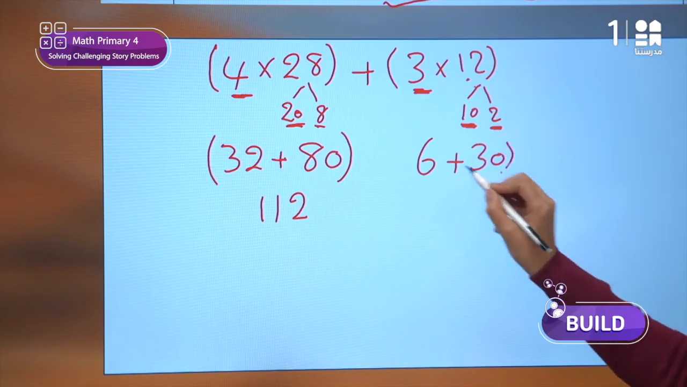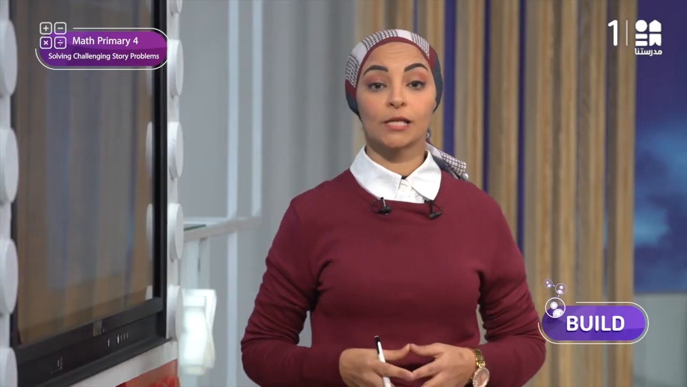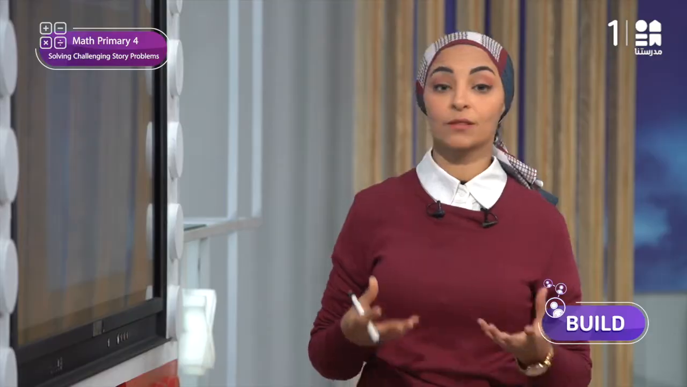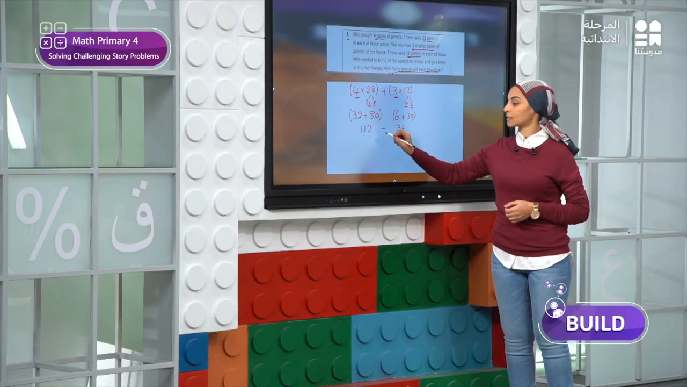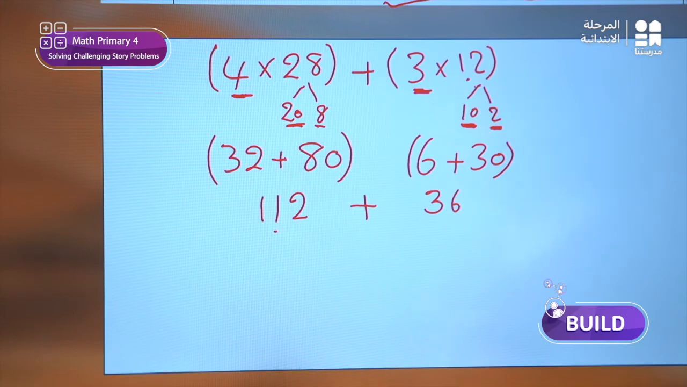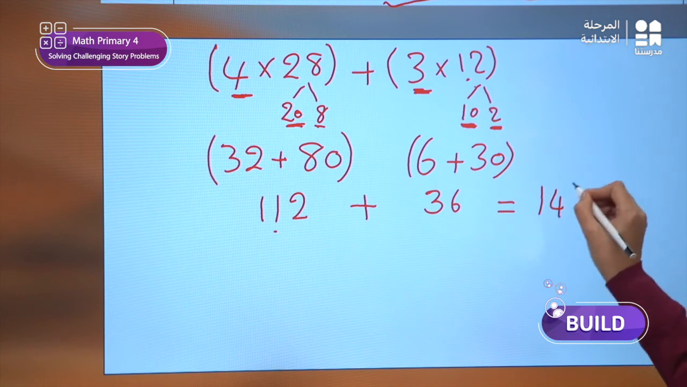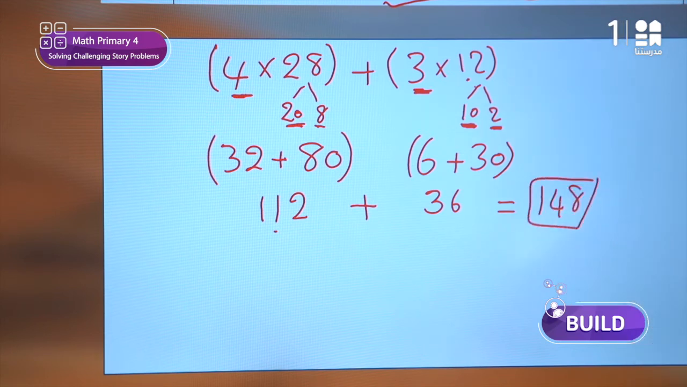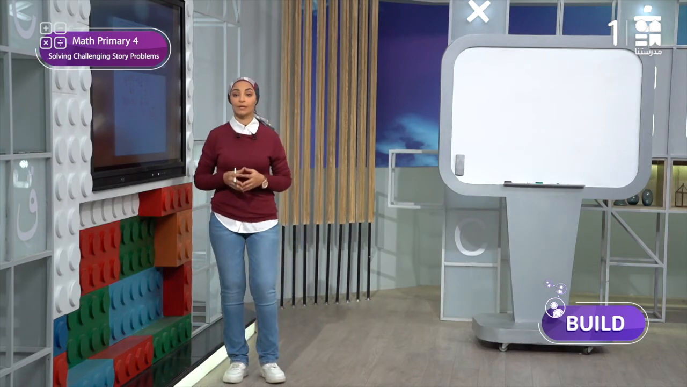So I will do 6 plus 30 equals 36. Then, what should I do? Of course, I will add these two numbers. So I will do 112 plus 36. Here 112 plus 36 equals what? The answer will be 148, and this is my answer. This is the total number of pencils Mira has.